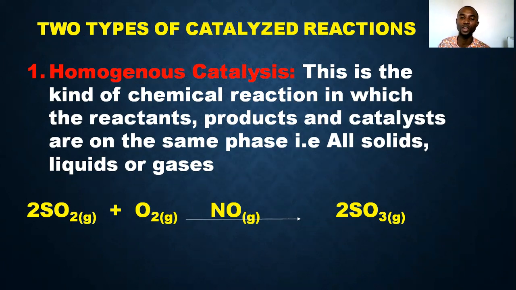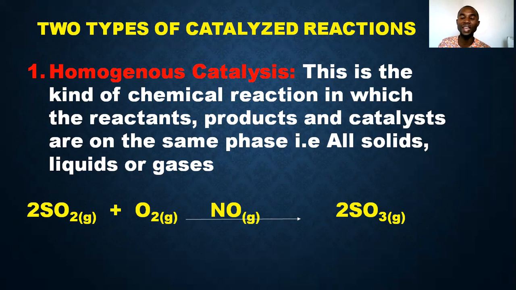If they are solid, all of them, both the reactants and product and even the catalyst, are in the same phase, the same state. As you can see, sulfur oxide and oxygen are all gases, the oxide of nitrogen that we use is a gas, and the sulfur oxide we produce is also gas. All of them are in gaseous state.